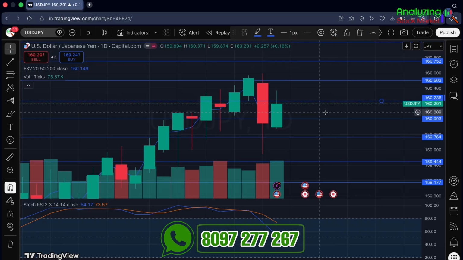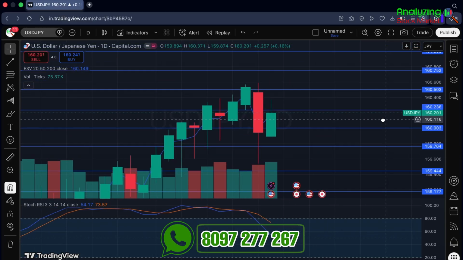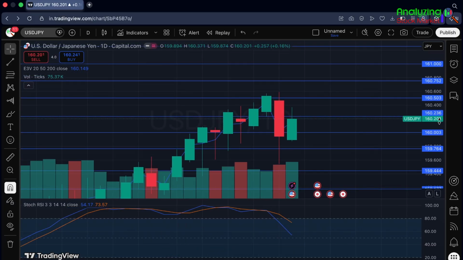Here you can see some important support and resistance zones are already marked. Let's straight away talk about the closing first. Here 160.201 is the closing and the direct support is 160.003. Direct resistance is 160.236. After direct resistance, there is a resistance of 160.503 and then 160.752. After direct support, there is a support of 159.764 and then 159.444. So these are the important support and resistance zones which will help you take better stop loss and target levels according to your bias for this week.